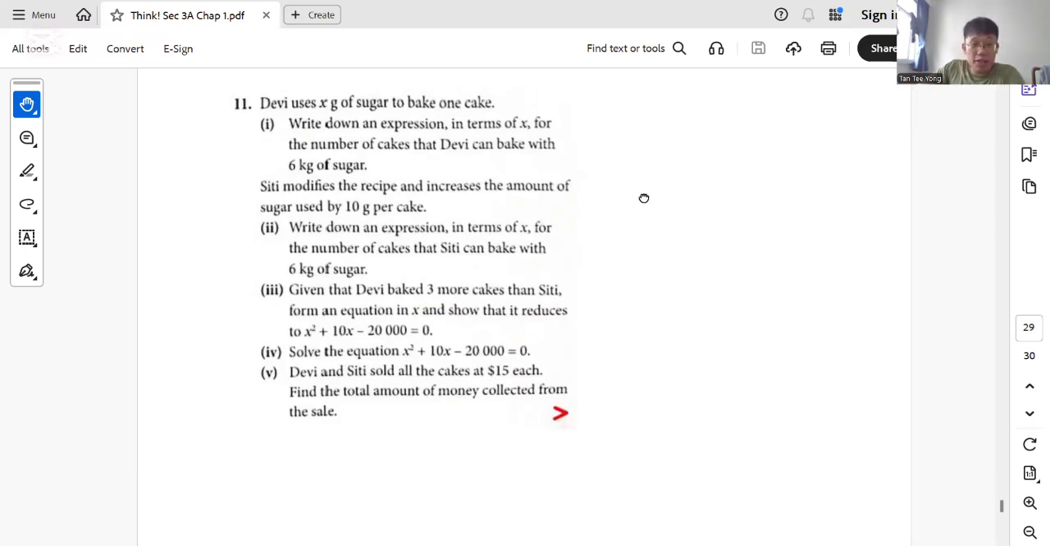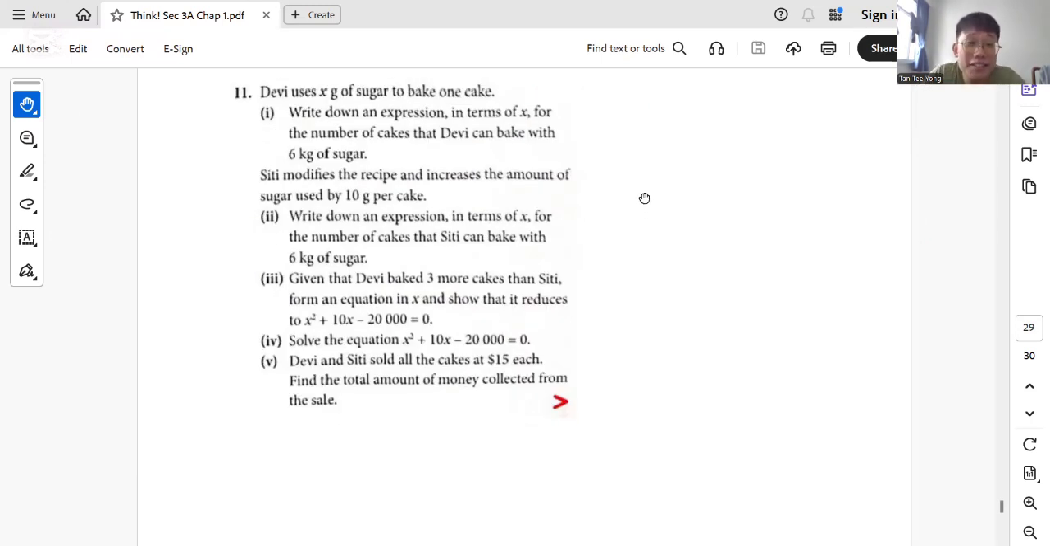Let's go through question 11. It's about baking cake. So Devi uses X gram of sugar to bake one cake. Write down an expression in terms of X for the number of cakes that Devi can bake with 6 kg of sugar. Wow, 6 kg sounds like a lot, but I don't know, I never baked cake before. Anyway, so X gram, you can bake one cake.